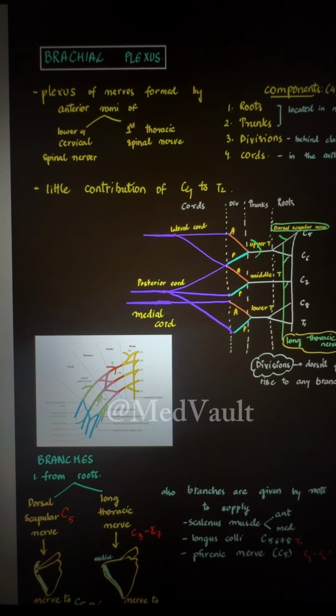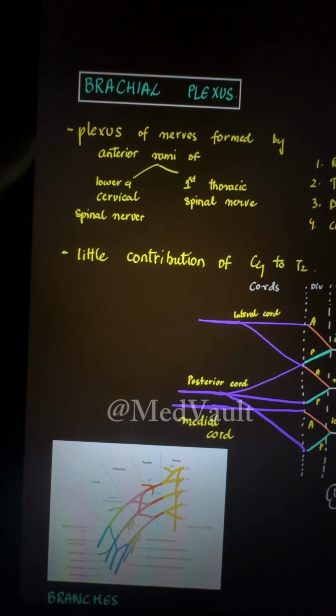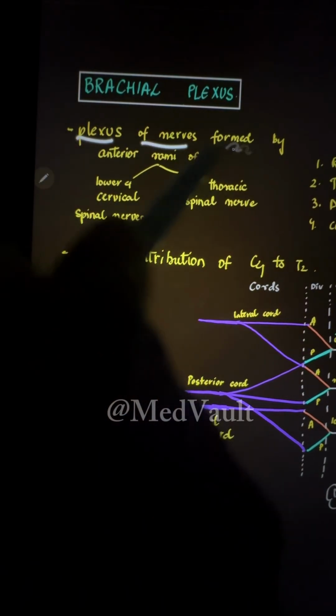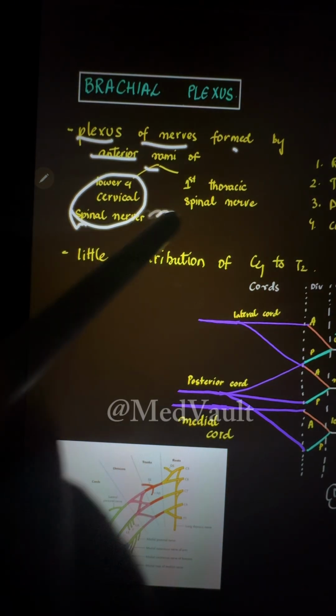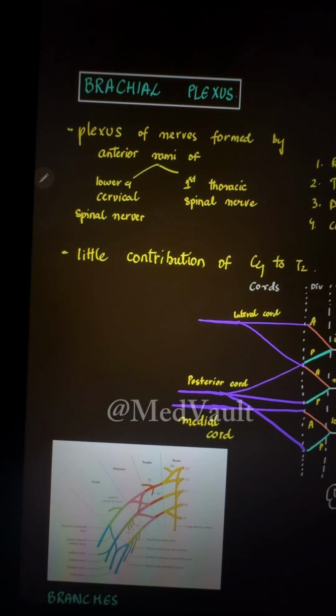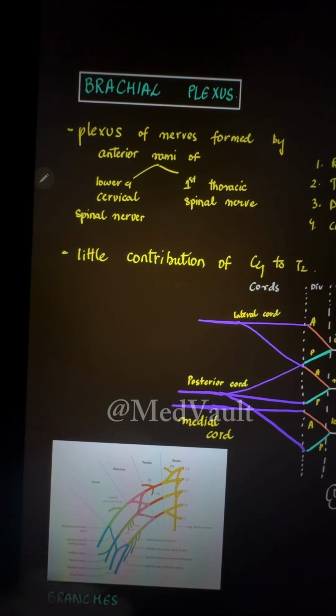In today's video, we're going to be studying the brachial plexus. The brachial plexus is the plexus of nerves formed by the anterior rami of the lower cervical spinal nerves and only one thoracic spinal nerve. So only one thoracic spinal nerve is involved, that is T1, and the lower cervical nerves from C5 to C8 are involved in forming the brachial plexus.